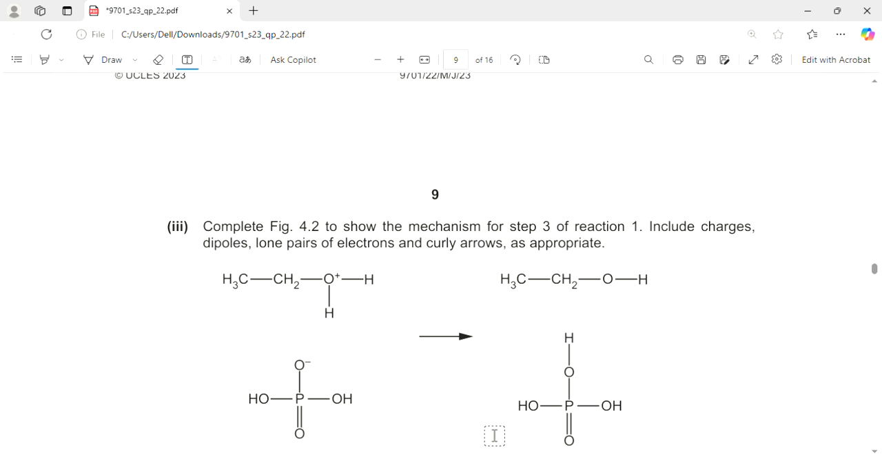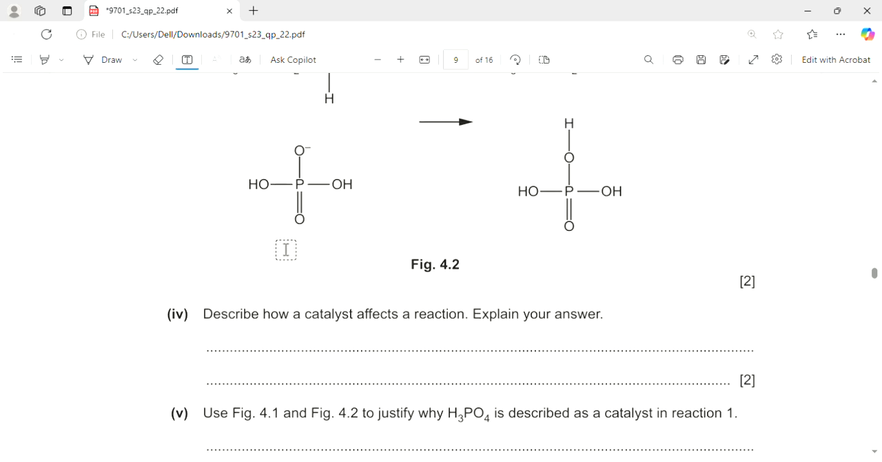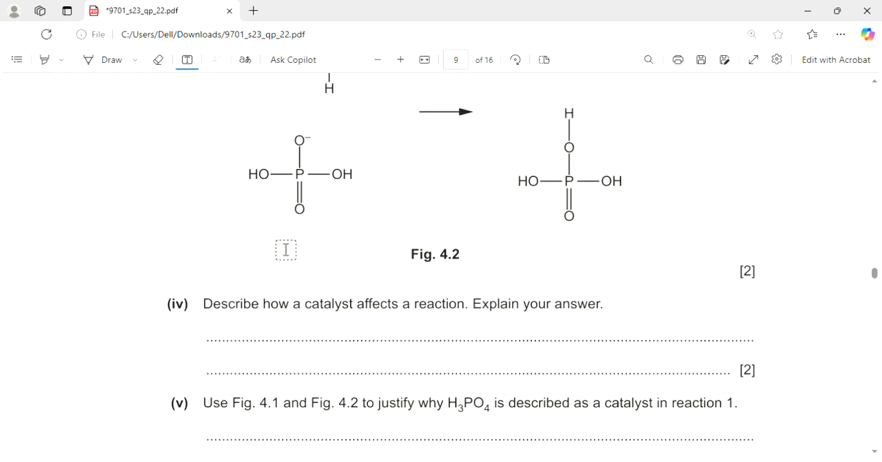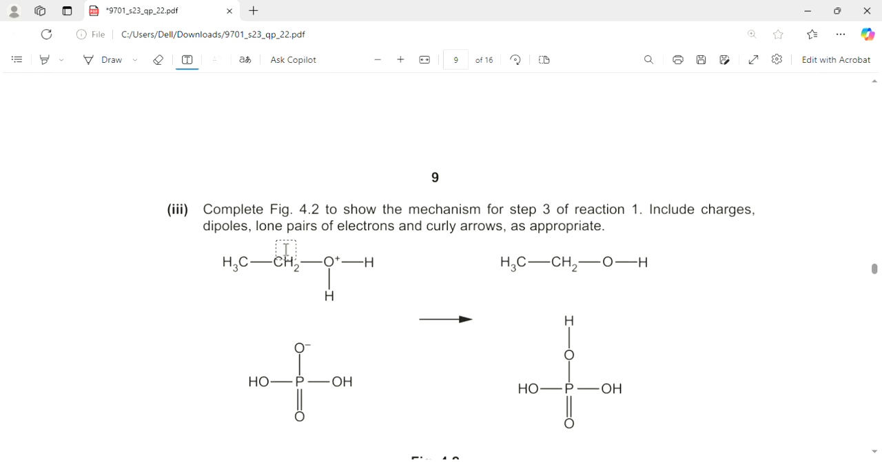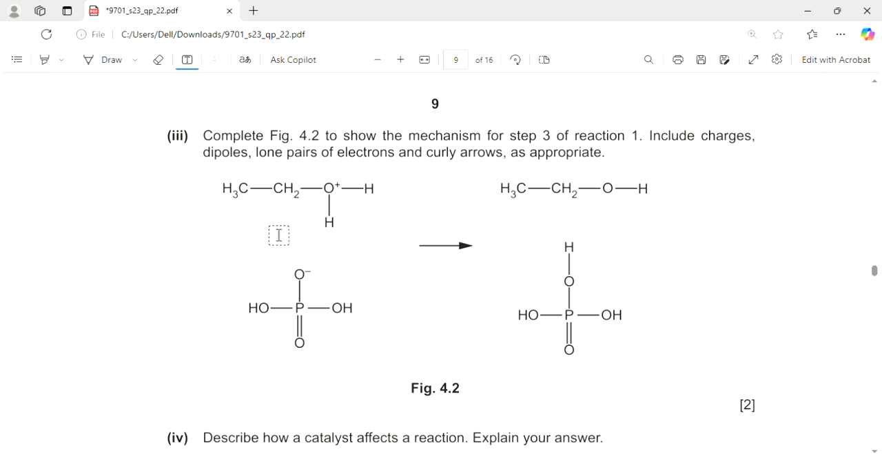Complete figure 4.2 to show the mechanism of step 3 of the reaction, including the charges, dipoles, lone pairs of electrons, and the curly arrows. Sorry, we just do part 3. Complete figure 4.2 to show the mechanism for step 3 of the reaction, including the charges, dipoles, lone pairs of electrons, and curly arrows.